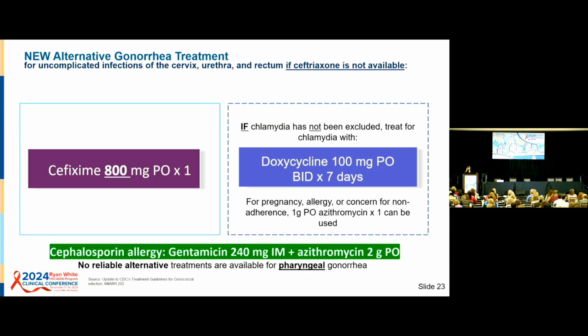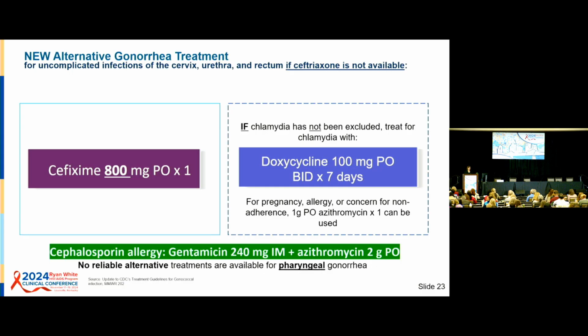There are other injectables that you can give, so gentamicin, if you can get it into your clinic and have that as a mainstay, but many clinics definitely don't have this available, and that should be given with 2 grams of azithromycin. I want you to remember, though, there really is not a reliable alternative for pharyngeal gonorrhea than ceftriaxone. So when you have somebody with pharyngeal gonorrhea, it is difficult to treat.